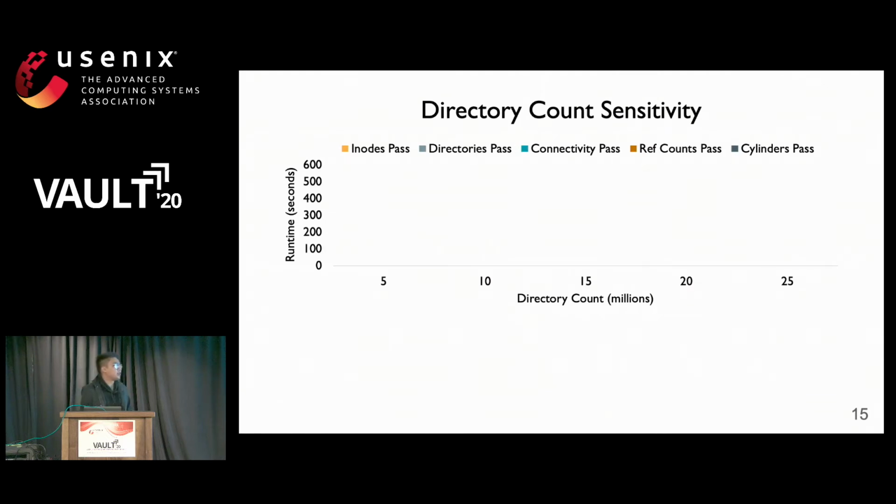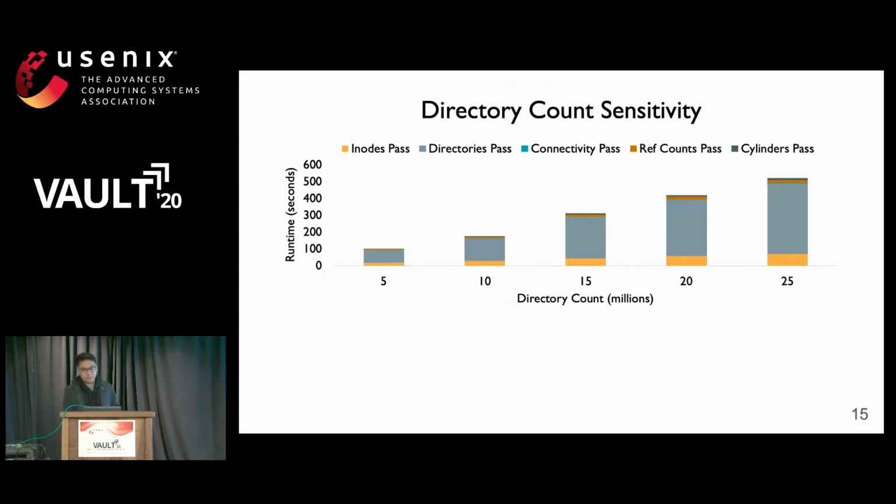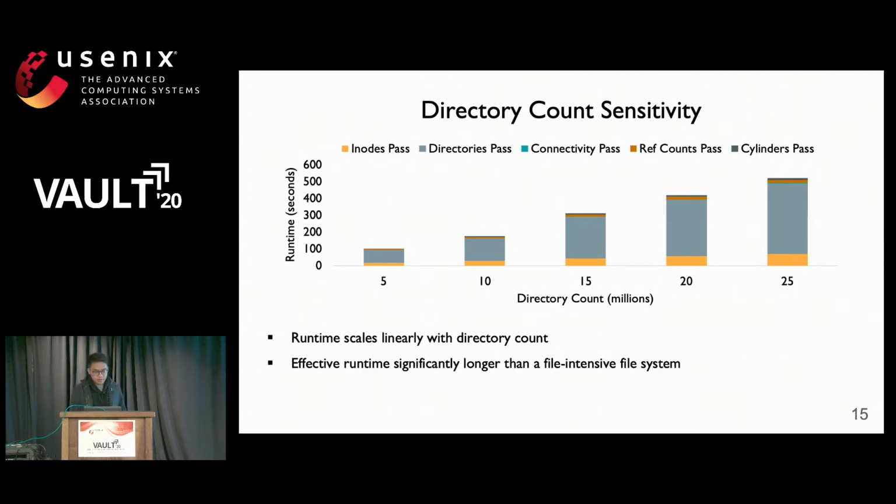Next, let's look at directory count sensitivity. On the x-axis, we have directory count in millions, and on the y-axis, we have runtime in seconds. To start off, with 5 million directories, the runtime is around 100 seconds. And then as we increase the number of directories, it increases to around 500 seconds. Based on this, we can see that the runtime scales linearly with directory count as well. We can also see that the effective runtime is significantly longer than a file-intensive file system, and this is due to the directory pass runtime dominating because of the directory block checksumming.